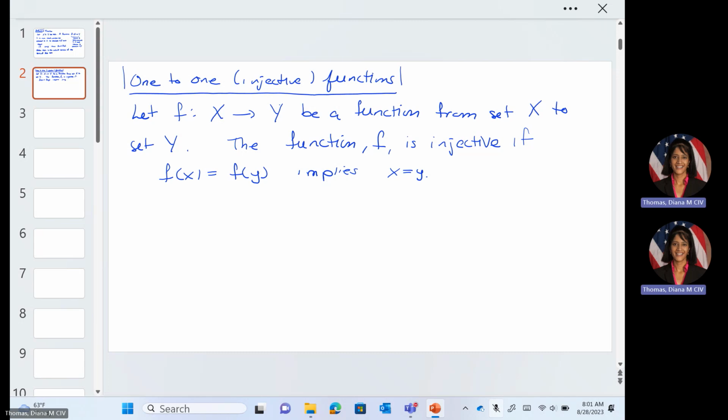We're going to explore that definition in a second. So this is the definition of one-to-one.